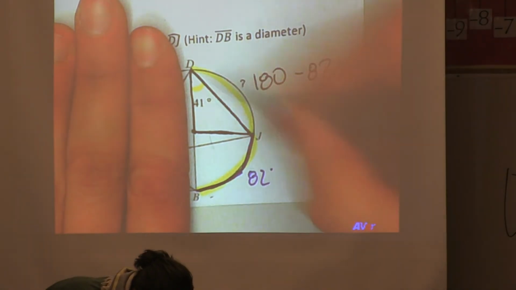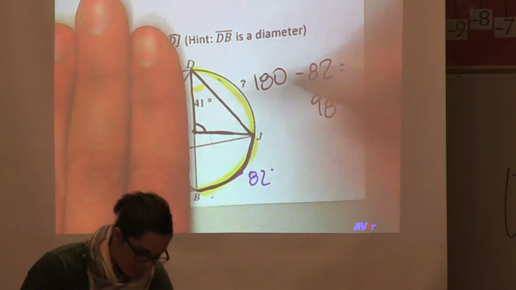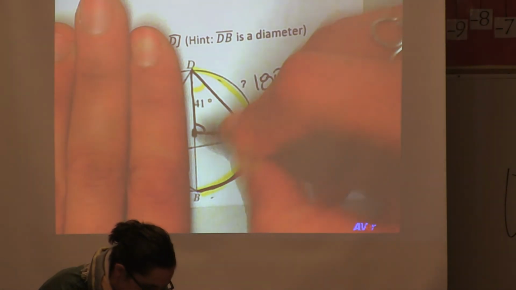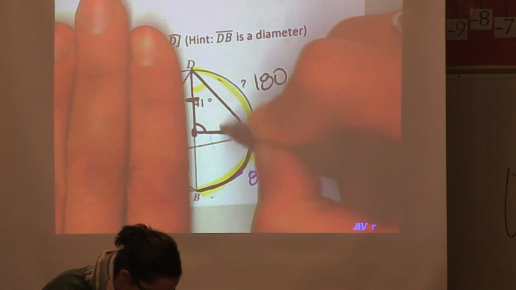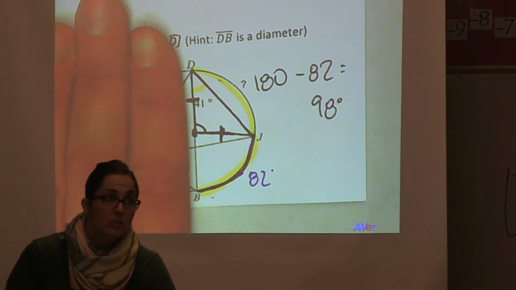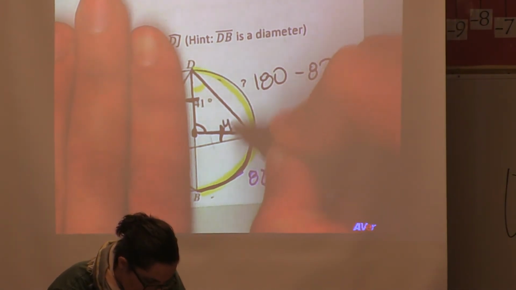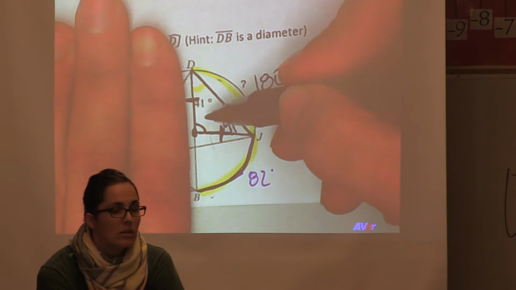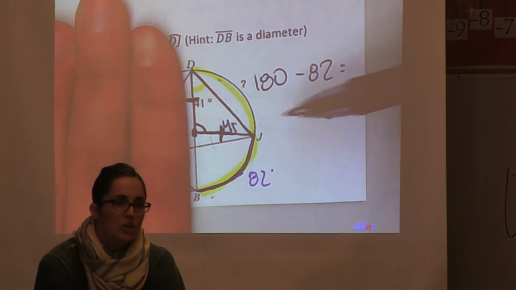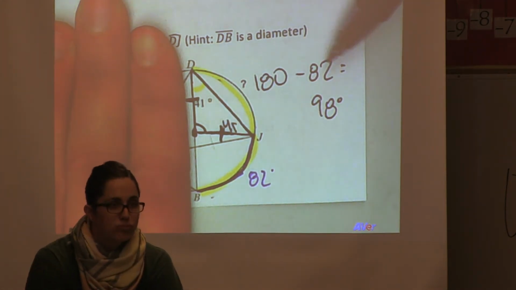JD is the arc length for this central angle right here. These are both radiuses of the circle, so this leg is the same as that. What type of triangle is that? Isosceles. So if this is 41 degrees, what's this? 41 degrees. So how can I figure out that angle? What's 41 plus 41? 82. And then I would do what for that angle? 180 minus 82.